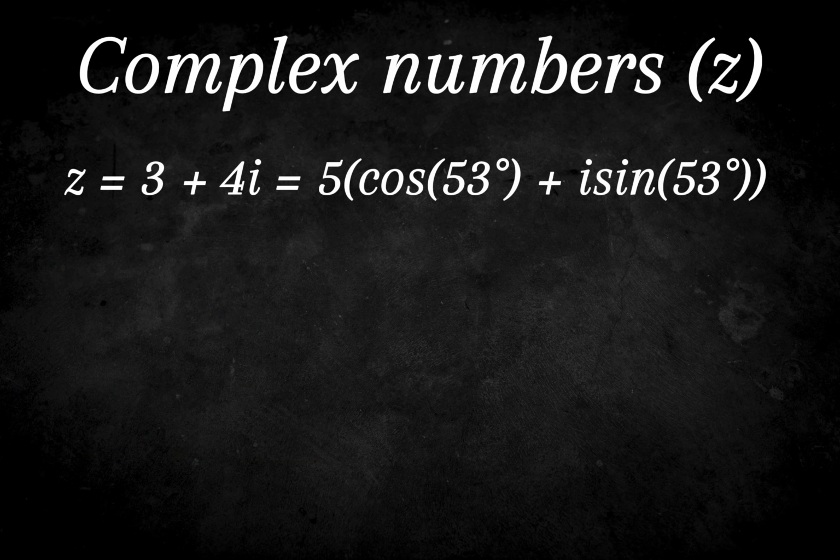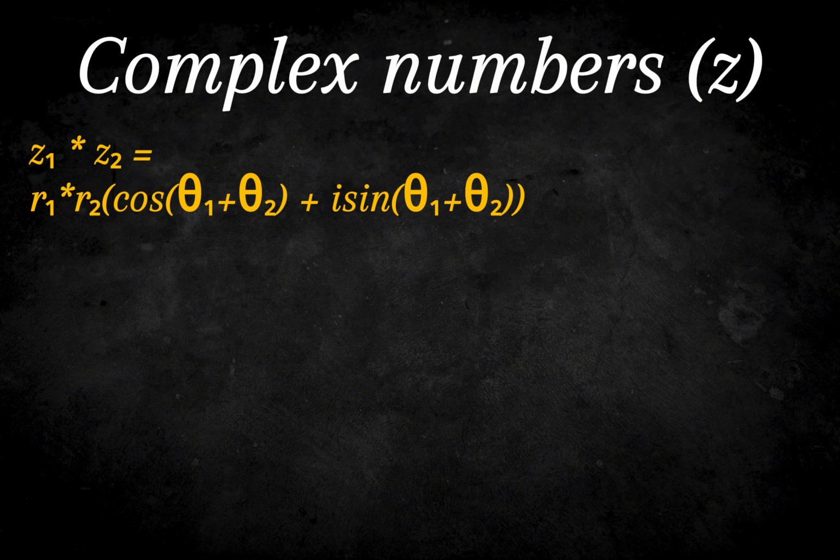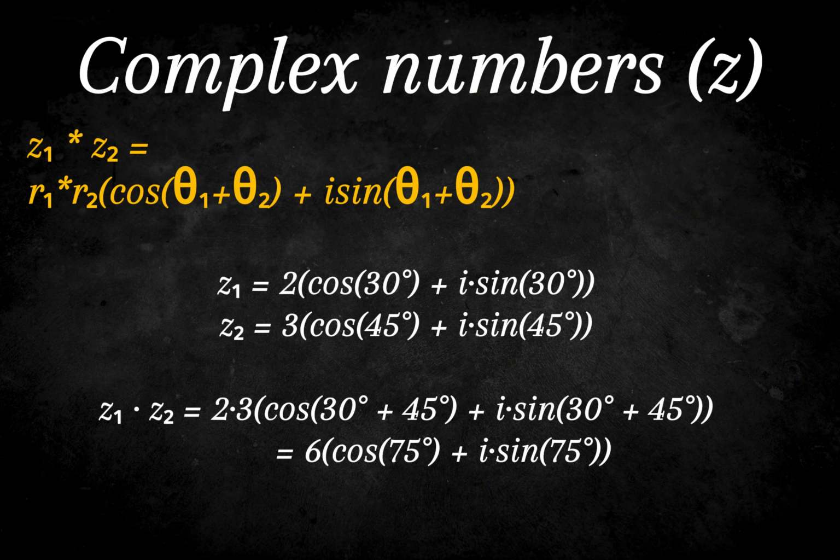Now here's the really beautiful part. This form makes calculations with complex numbers far simpler. When you multiply two complex numbers, you just add their angles together and multiply both moduli with each other. This is an example. Feel free to pause the video if you want to give it a try yourself.